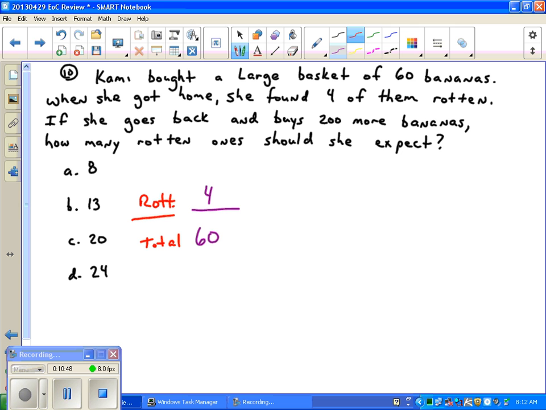So all this is a probability. It's your favorable outcome over your total. Again, it's not positive to have something be rotten. You don't want them to be rotten, but that's what you're looking for, so that's why we call it the favorable outcome. So 4 over 60 equals how many out of 200? That's what it says. How many rotten ones should you expect?